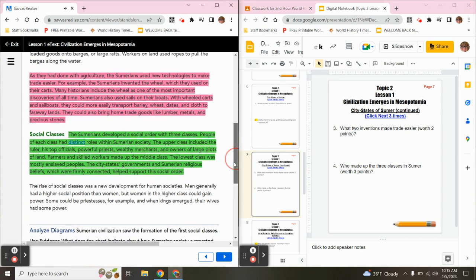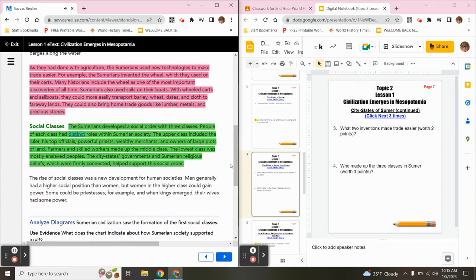Social classes. The Sumerians developed a social order with 3 classes. People of each class had distinct roles within Sumerian society. The upper class included the ruler, his top officials, powerful priests, wealthy merchants, and owners of large plots of land. Farmers and skilled workers made up the middle class. The lowest class was mostly enslaved peoples. The city-states' governments and Sumerian religious beliefs, which were firmly connected, helped support this social order.